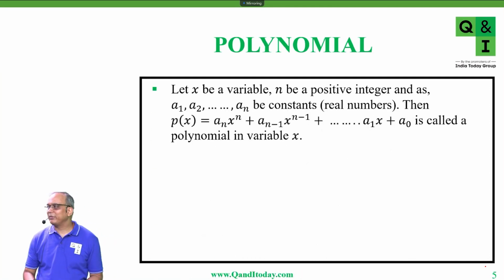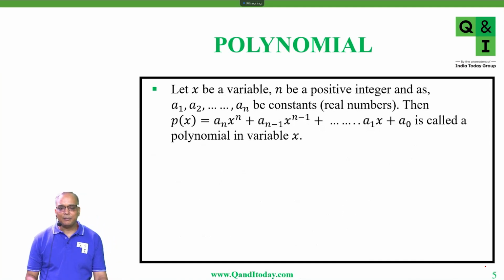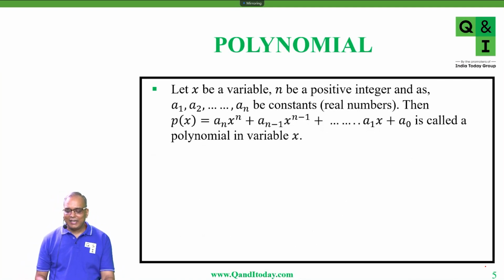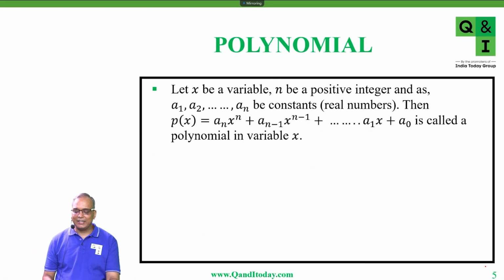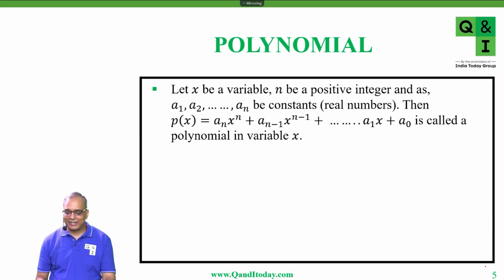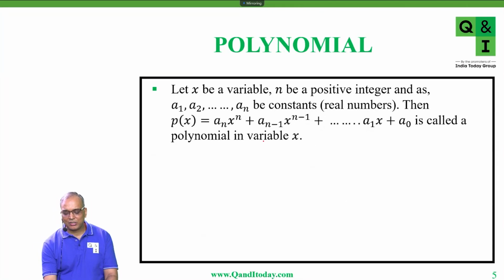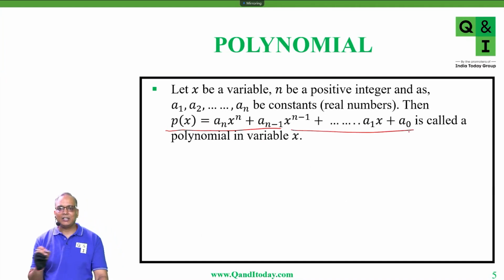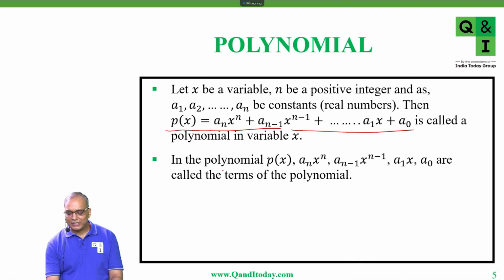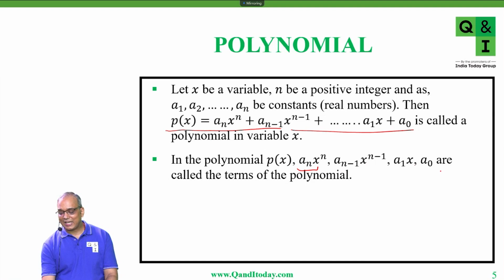So what is a polynomial? Let x be a variable and n be a positive integer, and a0, a1, a2, a3, up to an be constants, that are real numbers. Then polynomial p(x) can be defined as an x raised to the power n, plus an minus 1 x raised to the power n minus 1, and it continues up to a1 x plus a naught. This is called a polynomial in variable x. In this polynomial, all of these terms, an x^n, an minus 1 x^(n minus 1), are called the terms of the polynomial.